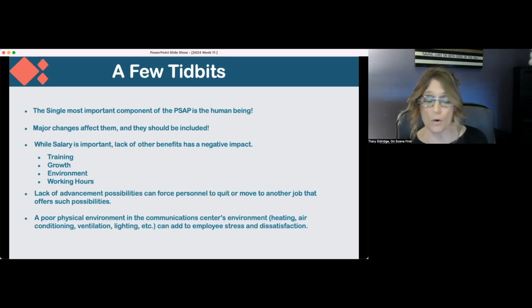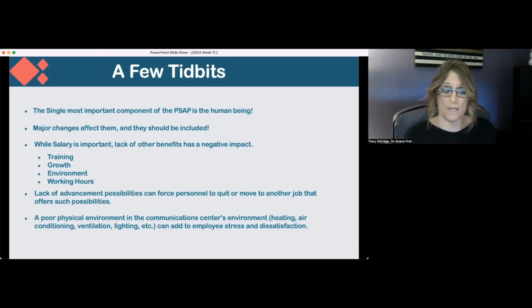There are a couple of places we're going to talk about salary. Here's where the first part is. And while salary is important, lack of other benefits has proven to have a negative impact. So lack of training, growth potential, the environment in which we work, the working hours, these are all things that can negatively impact the well-being of the telecommunicator and the members of the communication center. Lack of advancement possibilities can force personnel to quit or move to another job that offers such possibilities.